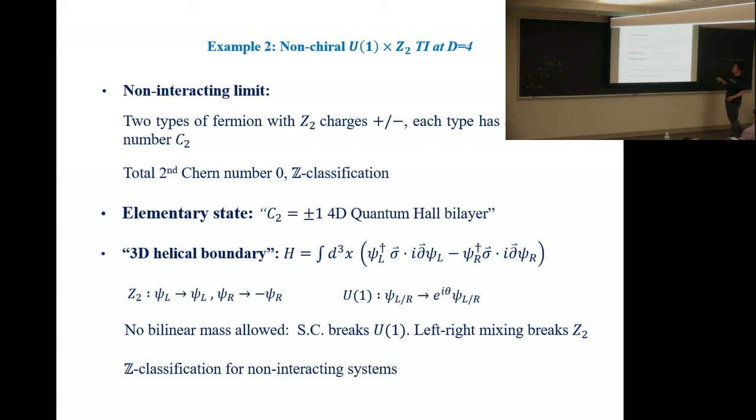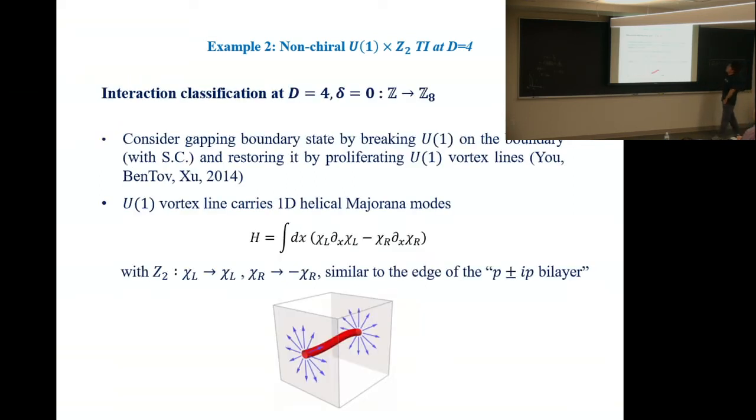It means that at the boundary we have a left Weyl fermion and a right Weyl fermion. Under the Z2 symmetry, the left Weyl fermion does not change sign, while the right Weyl fermion will change sign. Again, you can convince yourself that there's no mass term you can turn on without breaking the U1 and Z2. So without any interaction, you have a Z classification. Then what about interaction?